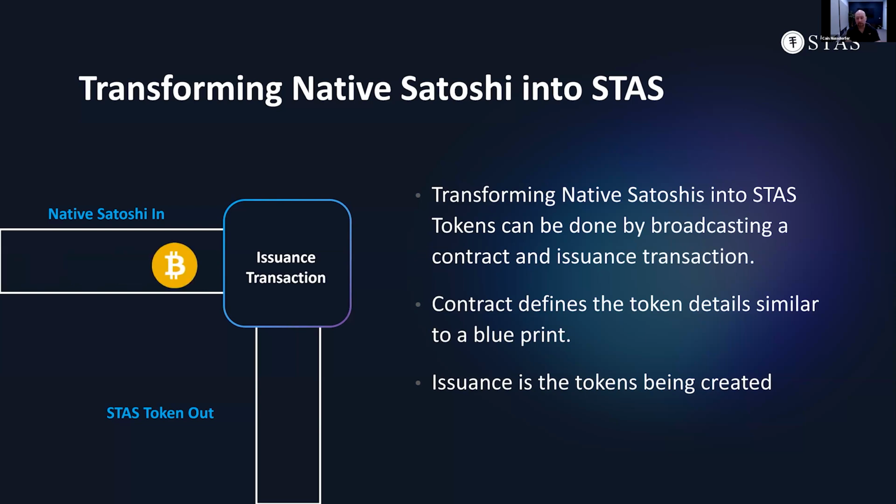So then the issuance is basically the tokens afterwards. What happens is that the contract is defined, the contract holds the Satoshis required to issue the tokens, and then the next step is to spend the contract, and then you issue the tokens. And then out comes a STARS token from a normal Satoshi, right?